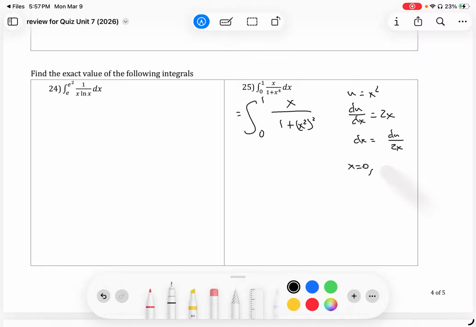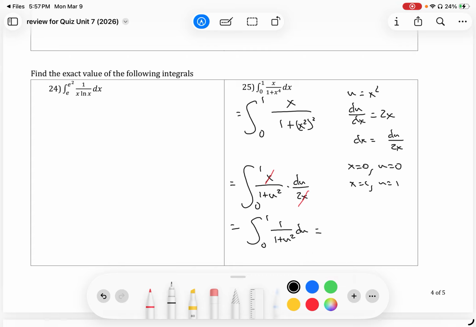If x equals 0, u also equals 0. If x equals 1, u also equals 1. So our limits of integration will not change. And we will now have x over 1 plus u squared times du over 2x. The x's will divide out. Antiderivative from 0 to 1 of 1 over 1 plus u squared du, which is arctangent of u evaluated between 0 and 1. So arctangent of 1 minus arctangent of 0.